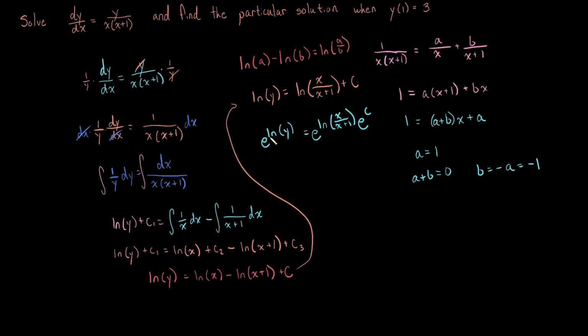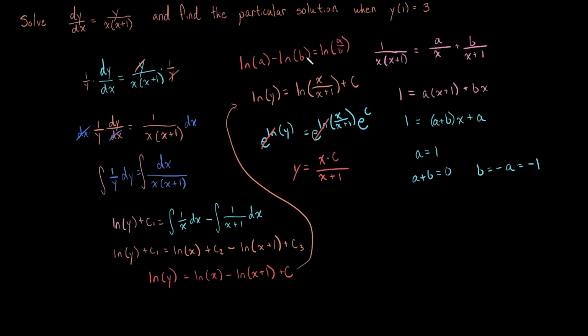From here, we can simplify a bit. So remember, e's exponentials and natural logs simplify. So we get y is equal to x times, well, e to the c is just c, so we can just write that out as c again, over x plus 1, right?